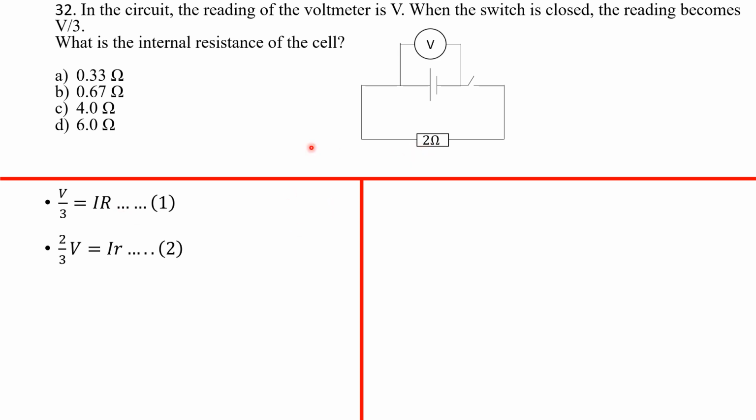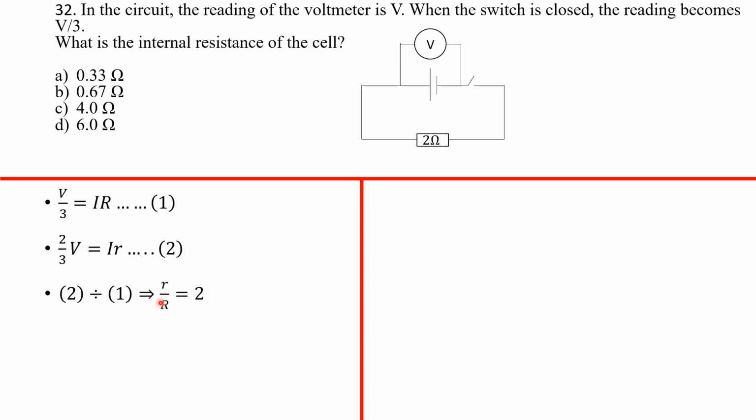So that's equation 1. If the EMF originally is V, because the voltmeter originally read V when the switch was open, and when you close it, it now reads V over 3, how much PD has been lost? We take EMF V minus V over 3, which gives us 2V over 3. That's how much PD has been lost in drifting charges across the internal resistance of the battery. So 2V over 3 is the drop across internal resistance, and that's how you write that.